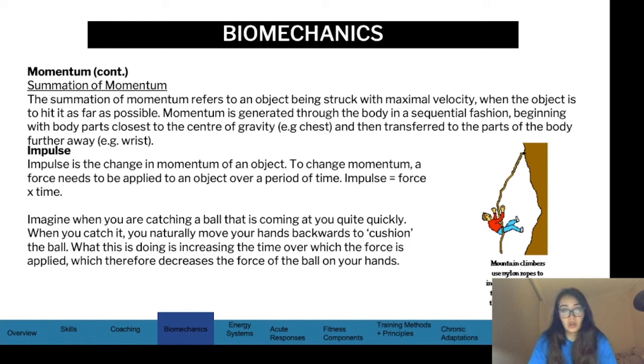So impulse is a change in momentum of an object, and to change this momentum, a force needs to be applied to an object over a period of time, and so impulse is equal to force times time. So imagine you're catching a ball that's coming at you quite quickly. When you catch it, you naturally move your hands backward to cushion the ball, and what this is doing is increasing the time over which the force is applied, which therefore decreases the force of the ball on your hands.